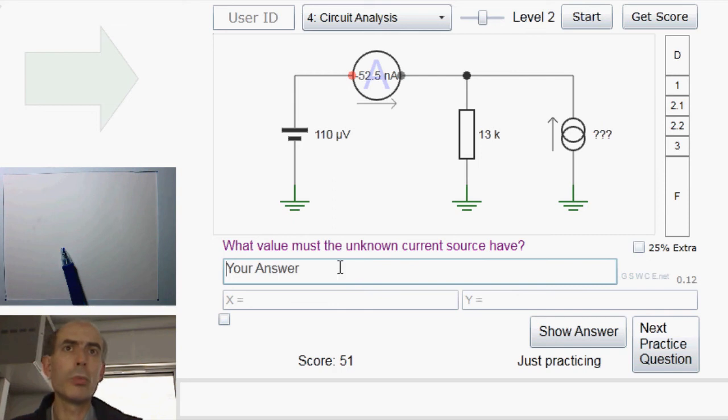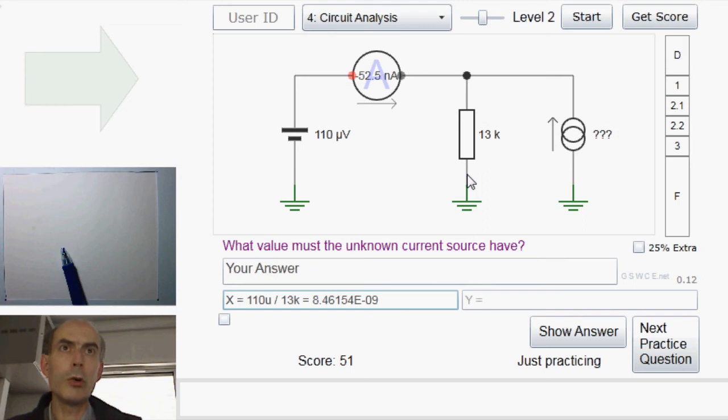Here we're being asked what value the unknown current source must have. Again, this is an ideal ammeter. It has no resistance, so there's no voltage drop across it. This point here is at 110 microvolts, so this point here must be at 110 microvolts as well. And if we know that this point here is at 110 microvolts, we can work out what the current down through this resistor must be. Just 110 microvolts divided by 13K. And that's the current going down here.